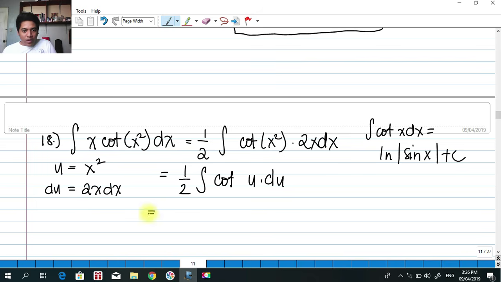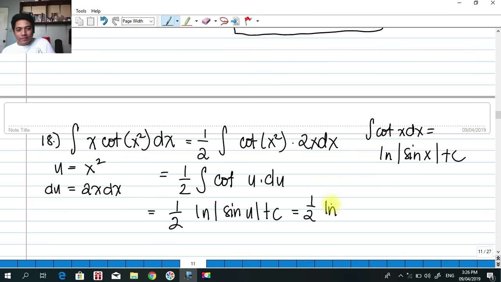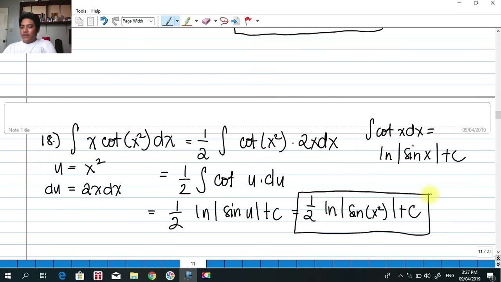So if you're going to calculate that, 1/2 is the ln of the absolute value of sine of u plus c. Back substituting u, we have 1/2 ln of the absolute value of sine x squared plus c. So this now will be our answer for this integral.